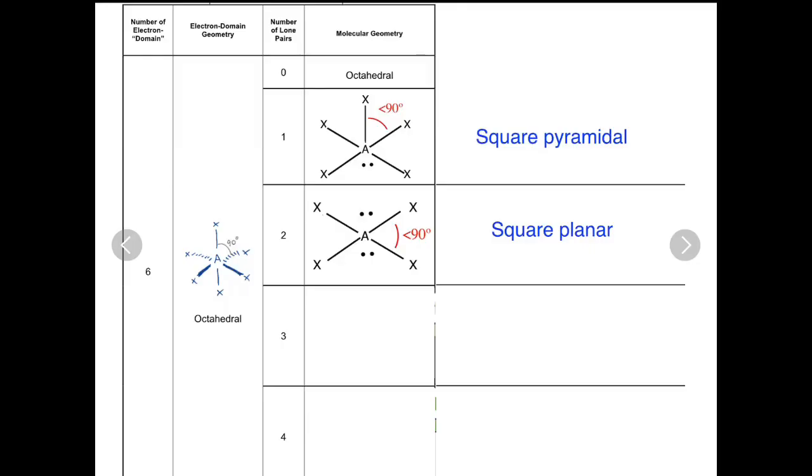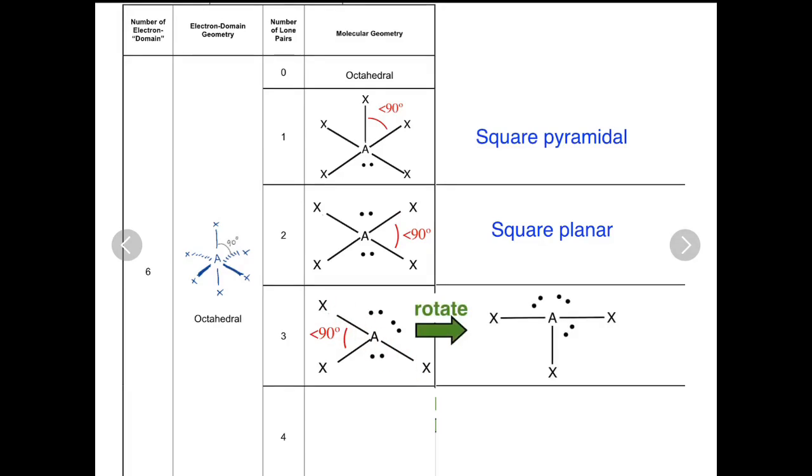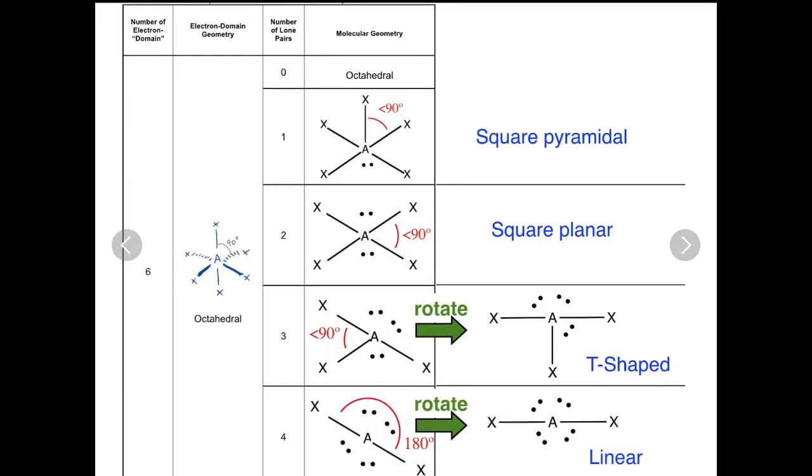If you introduce one more, so if you already introduced 2, the third one, I'm going to replace this X with the lone pair. This one right here, if you tilt it, or if you rotate it, is going to be T-shape. And if you introduce one more, you have to introduce it on the opposite side of this, right? So that way it's further away. So this one would be linear again.